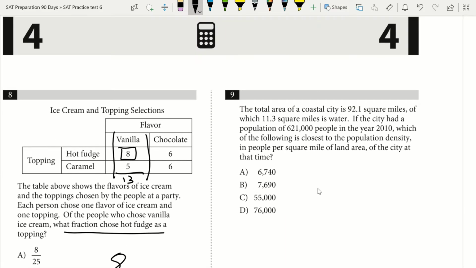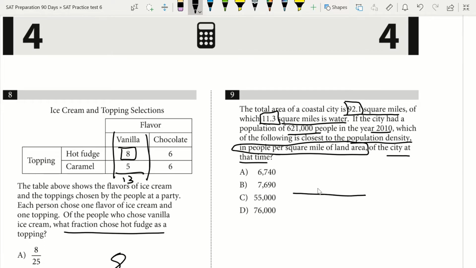All right, question number 9. It says the total area of a coastal city is 92.1 square miles, of which 11.3 square miles is water. If the city had a population of 621,000 people in the year 2010, which of the following is closest to the population density in people per square mile of land area? Key part there is that it's per square mile of land area of the city at the time. Okay, that means we have to subtract our water area of 11.3 from our 92.1. So we're going to have our population of 621,000 all divided by our 92.1 total area, subtracting our 11.3 water area to get that land area.